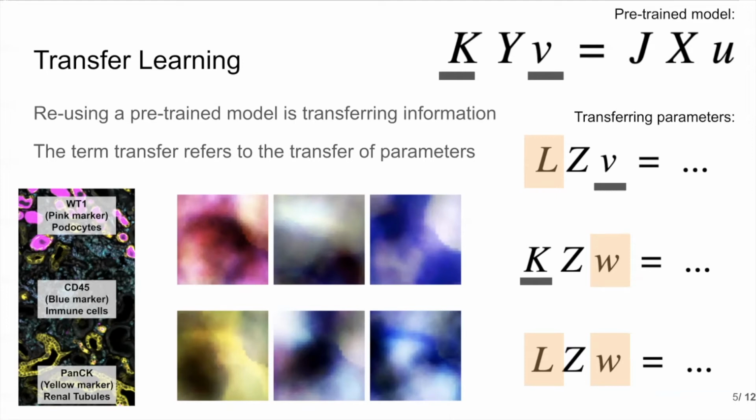Now, how do we know that this can work? We've tried this on a spatial transcriptomic data set, and the representation of the histology slide is on the bottom left. We notice that there are three types of cells, WT1 marking podocytes for pink, CD45 marking immune cells for blue, and PNCK marking renal tubules for yellow. Now, what are the 6 tiles in the middle? Well, these are the top 6 components of the parameters that we learn.